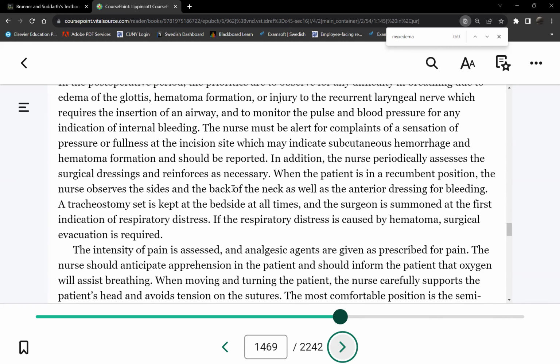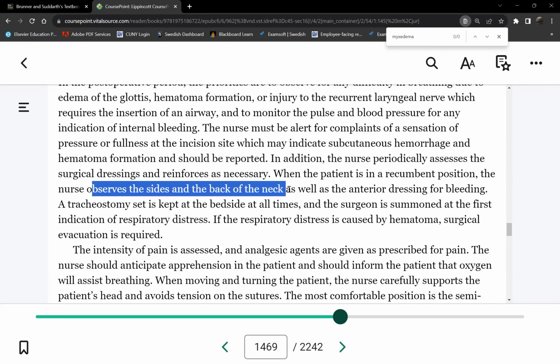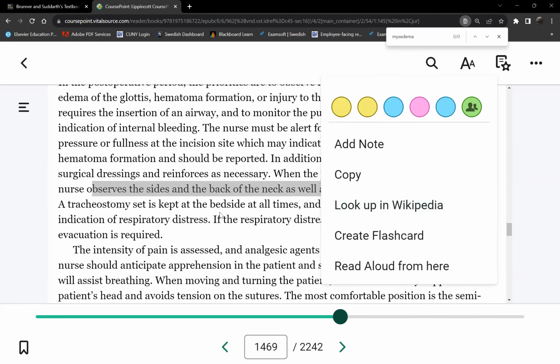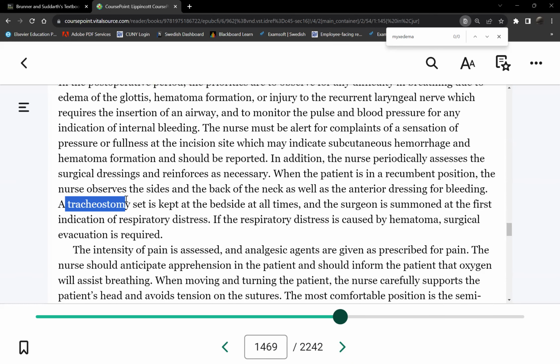Right. The tendency is if there's bleeding, will the bleeding be here or run down the side and onto the back? Okay, to the back. So that's why it says here, nurse observes the sides and the back of the neck for bleeding, because of the position. We keep a tracheostomy set at the bedside in case we get airway compromise and we will need to perform a tracheotomy.